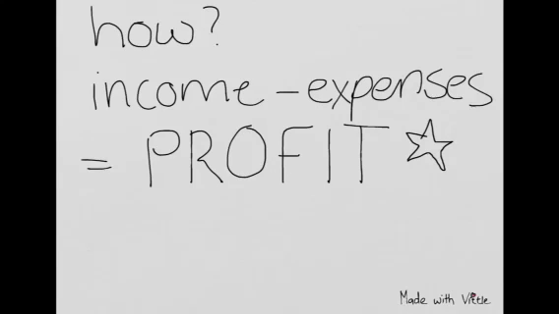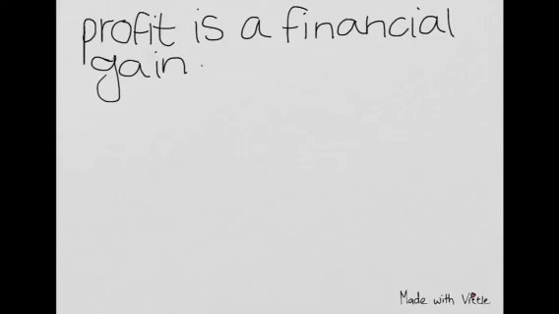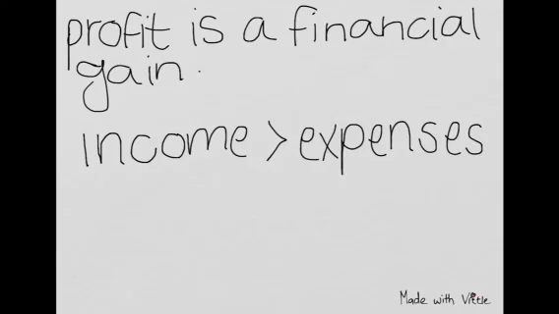Income and expenses are usually used together in order to find out the profit. So how do we find out the profit? Well, we minus the expenses from the income. Profit is a financial gain, and in order to make a successful profit, the income must exceed the expenses. The goal of every business or household is to make a maximum profit.